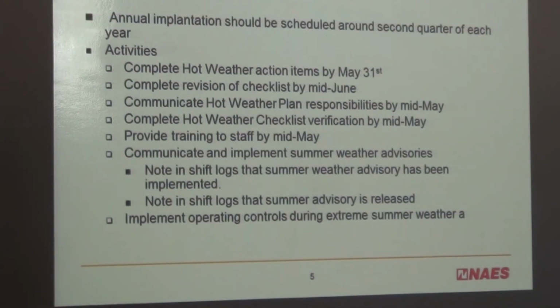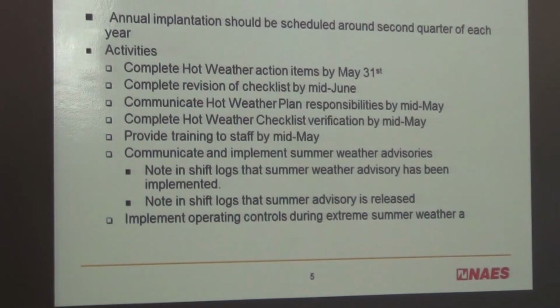Implementation: the annual implementation should be scheduled around the second quarter of each year. Activities are to include completing the hot weather action items by May 31st, completing revision of the check sheet by mid-June, communicating the hot weather plan responsibilities by mid-May, and completing the hot weather check sheet verification by mid-May, and also the training, which is what we are doing here.